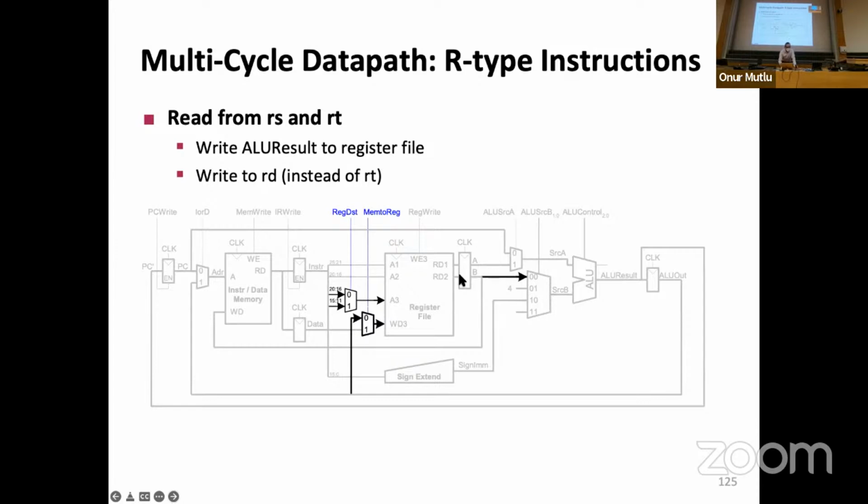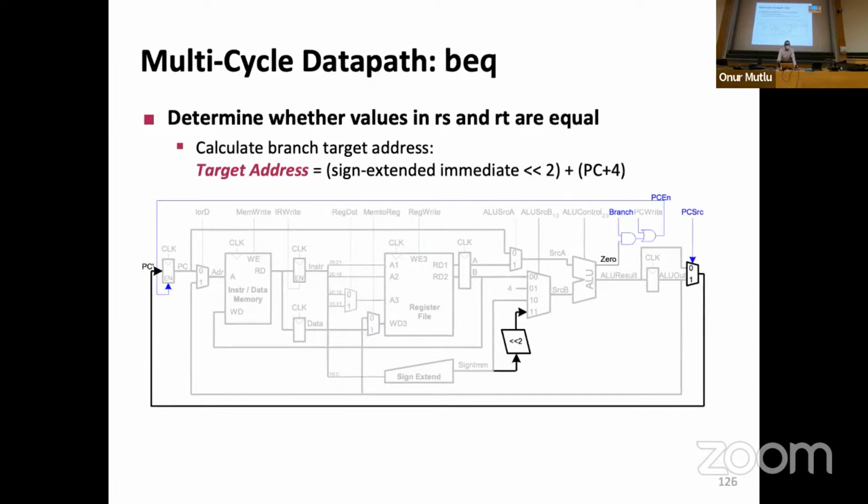Whenever you're doing an add, at least R-type add, you need to have a second register source to be selected. And now you need to make sure your signals over here are correctly specified so that you pick the second register source. Okay, BEQ is also similar.